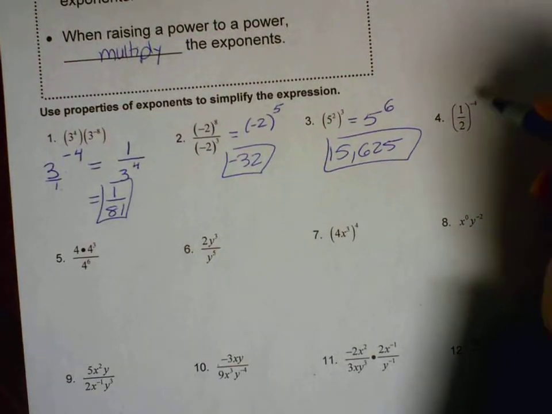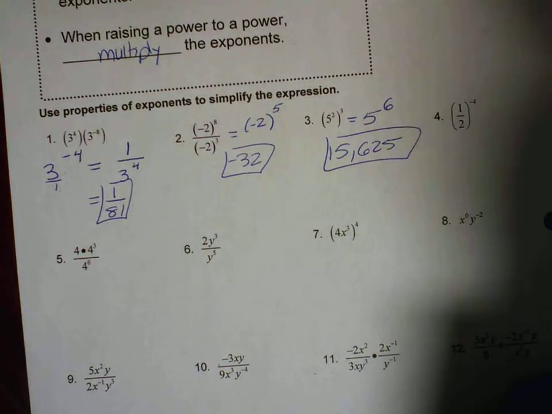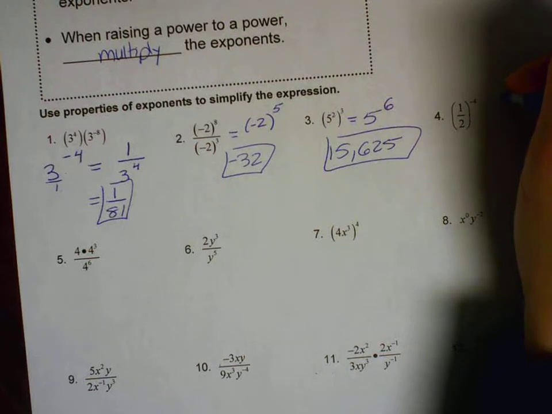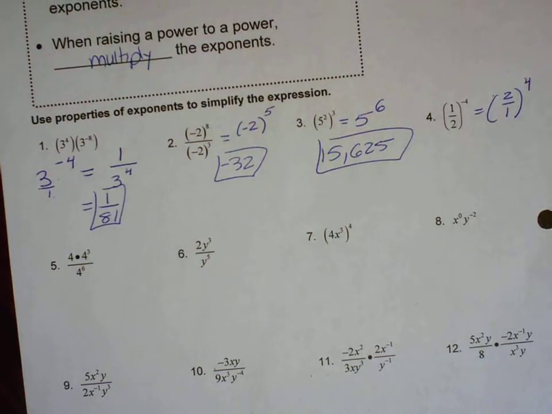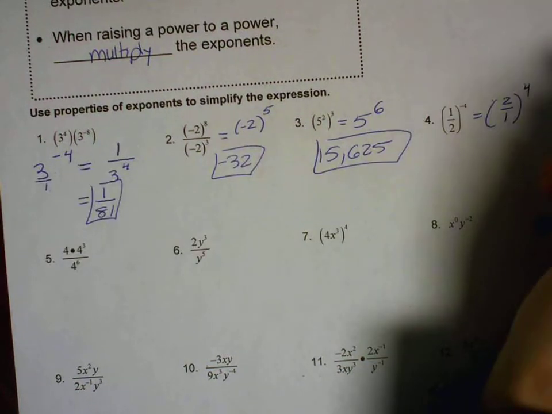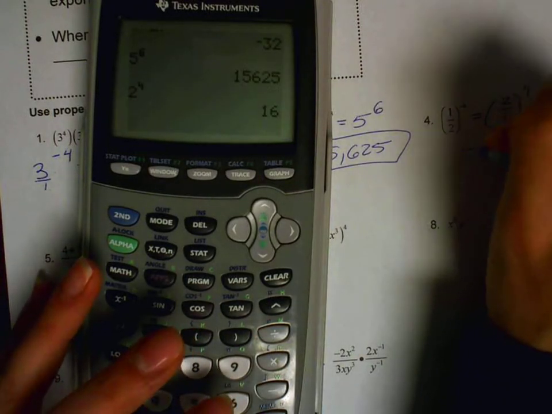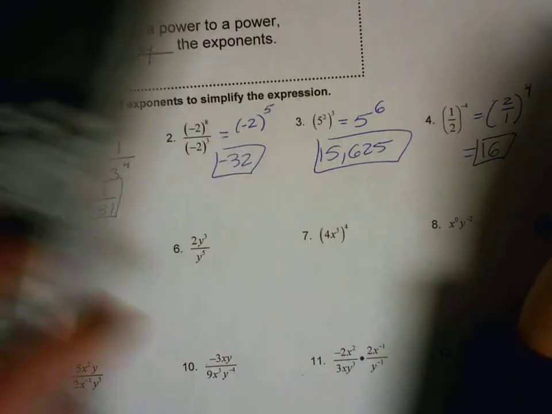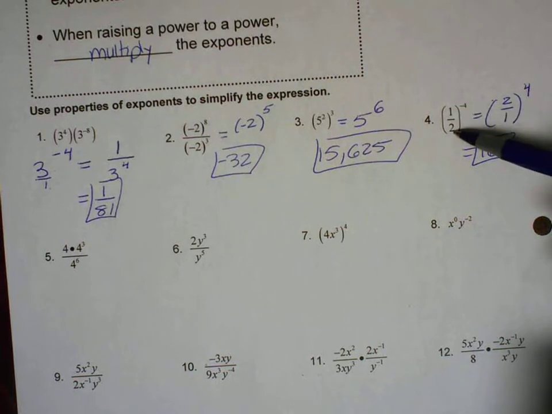This one, it's to the -4th. So what that means is I'm going to flip everything inside to make it positive. So 2 over 1 to the +4. And now I just have 2 to the 4th, so 2 times 2 times 2 times 2. If I put that on my calculator, 2 to the 4th, I get 16. So again, if the whole thing in parentheses is to the negative, then you put what's on the bottom on the top, and on the top on the bottom.